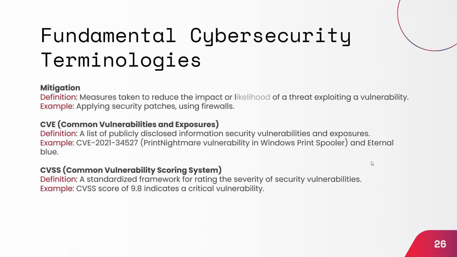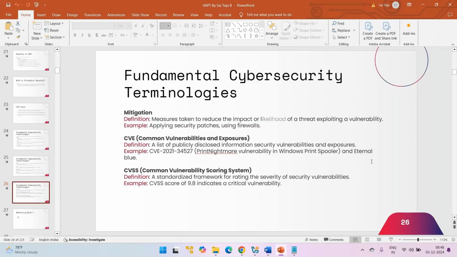Mitigations are basically fixes. Let's say you have some software which has certain vulnerabilities in it that can be exploited by hackers. To stop that vulnerability exploitation, we have to apply the patches and fixes. That's what we call mitigation, guys. And every day, security professionals or hackers are identifying various vulnerabilities, and how do we identify them?